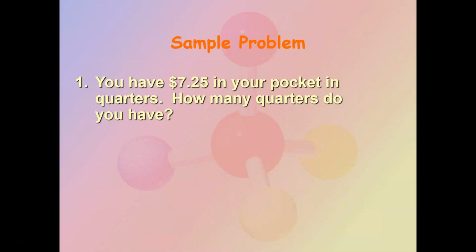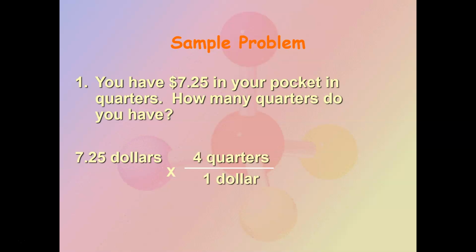So let's look at an example problem. You're told you have $7.25 in your pocket in quarters. How many quarters do you have? So I start with my $7.25. I know that $1 equals 4 quarters. I want dollars to cancel, so I put dollars in the bottom so that it does, and I put quarters on top. Dollars cancel, I'm left in quarters, and I have 29 quarters in my pocket.